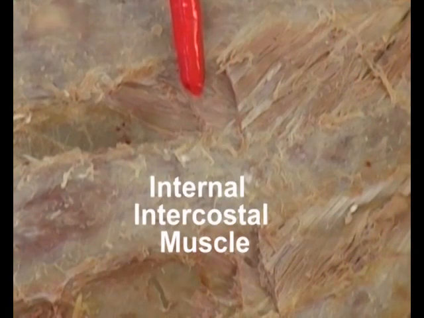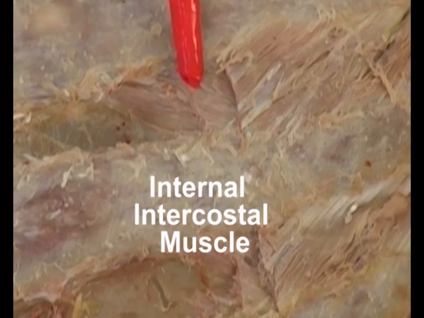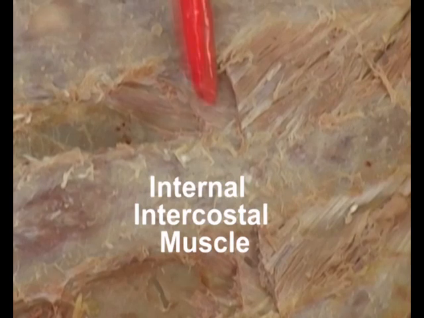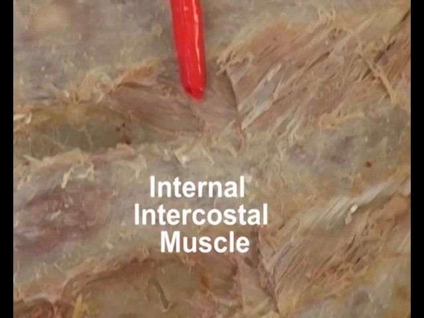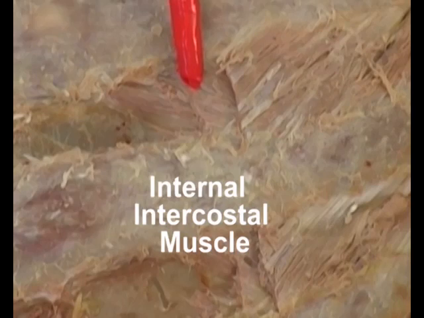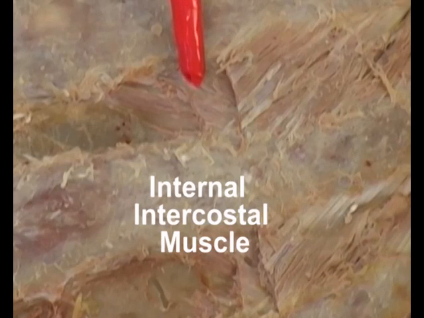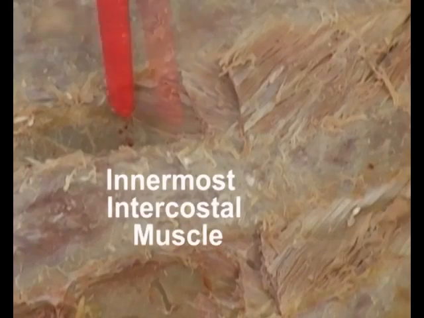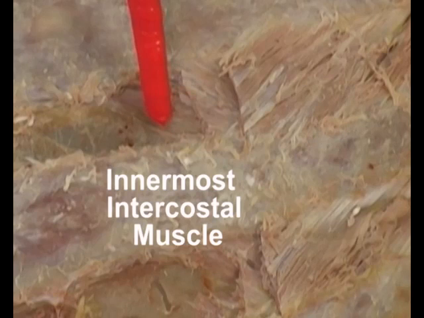Identify the internal intercostal muscle. These muscle fibers run at a right angle and deep to the external intercostal muscle. The muscle belly fills the intercostal spaces anteriorly and laterally, and posteriorly it becomes a membrane. The innermost intercostal muscle. This muscle follows the same course as the internal intercostal muscle.